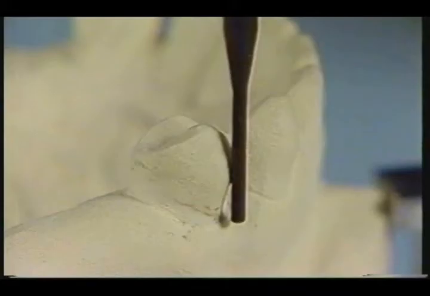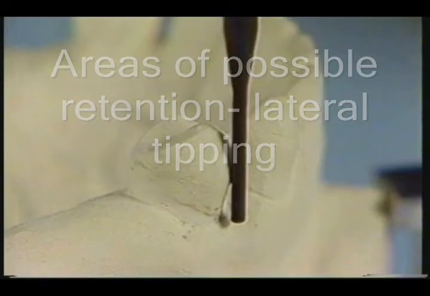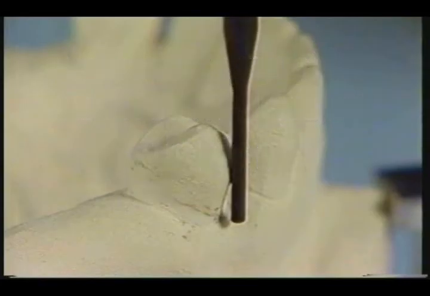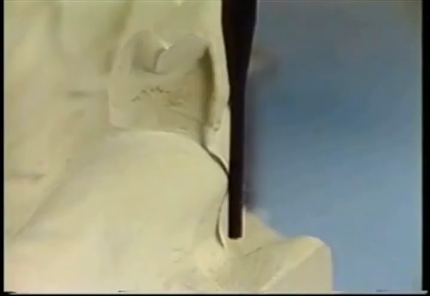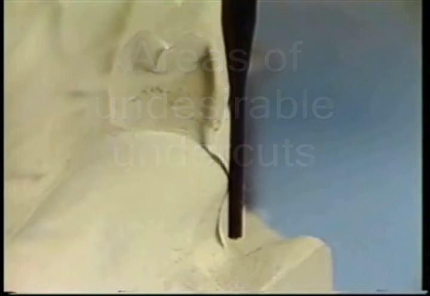Next, retention areas must be examined. The height of contour and thus the area of retention may be altered by tipping the cast laterally. However, undercuts must be relative to each other. Examine the area of undesirable undercuts. Buccal exostoses in the maxilla and lingually tipped premolars in the mandible are very common areas where this will occur.